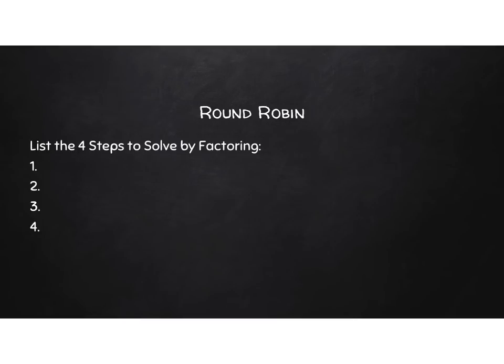Alright, so what I want you to do is we'll have this round robin when we come into class. Listen, the 4 steps to solve by factoring, which we did previously in 8182.